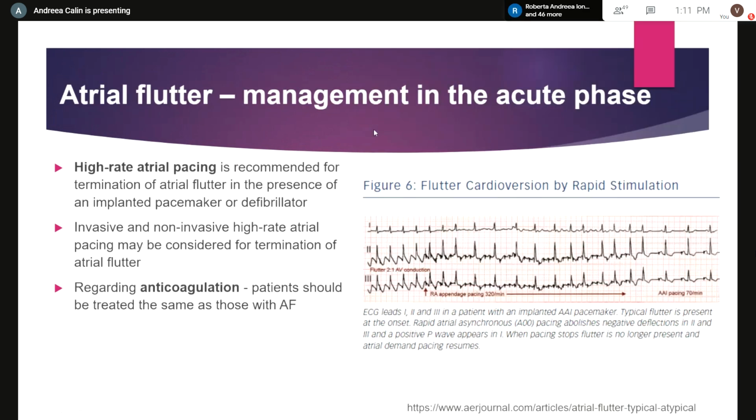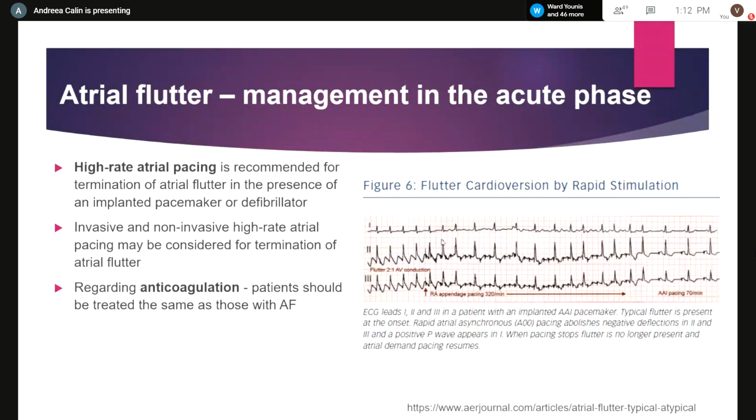And also in the acute phase, we can perform high rate atrial pacing to overdrive this arrhythmia, but we can do this if we are in the presence of an implanted pacemaker or defibrillator, or even if the patient has a pacemaker implanted, we can perform it by invasive high rate atrial pacing to terminate this atrial flutter in unstable patients. And regarding anticoagulation, patients should be treated the same as those with atrial fibrillation.